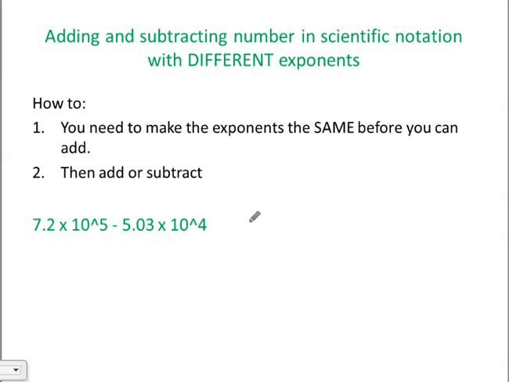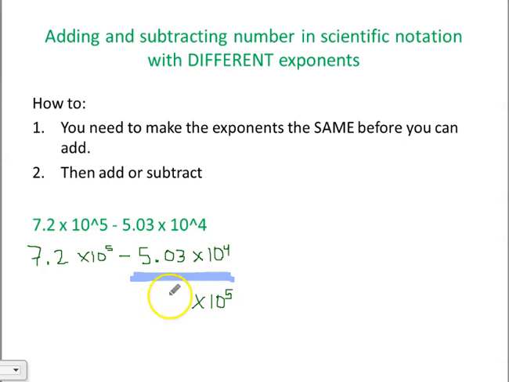Here's another one. Let's look at the problem. It says 7.2 times 10 to the 5th power minus 5.03 times 10 to the 4th power. We've got two different powers, so we want to adjust the smaller one, the 5.03 times 10 to the 4th. We'll adjust it so that our power is 10 to the 5th to match the other one. Because we raised our power by 1, we need to move the decimal to the left. So now we'd have 0.503, and we're subtracting here from 7.2 times 10 to the 5th.